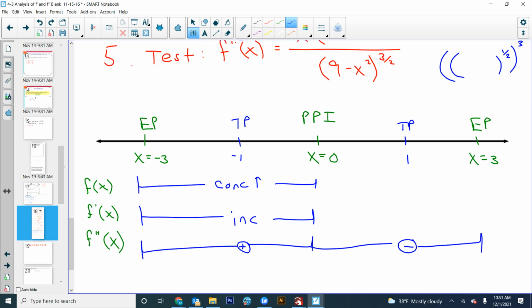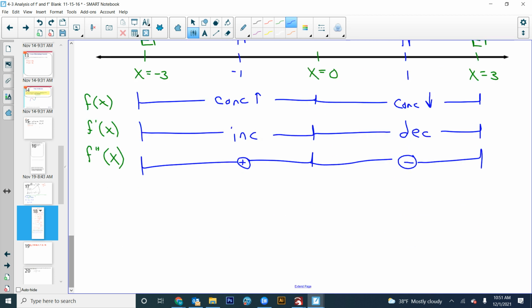All right? Moving on. If F double prime is negative, your F primes are decreasing, and F must be concave down. So this test is not about whether F is going up or down. It's a curvature test. It's how F is curving. Okay, and I'm going to introduce a couple phrases that may be new to you. Ready? And then we'll wrap up this problem.